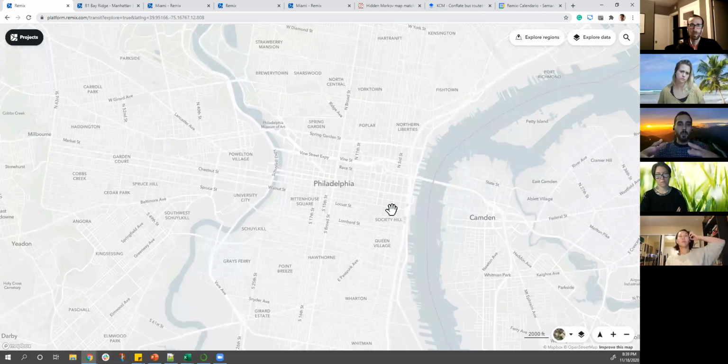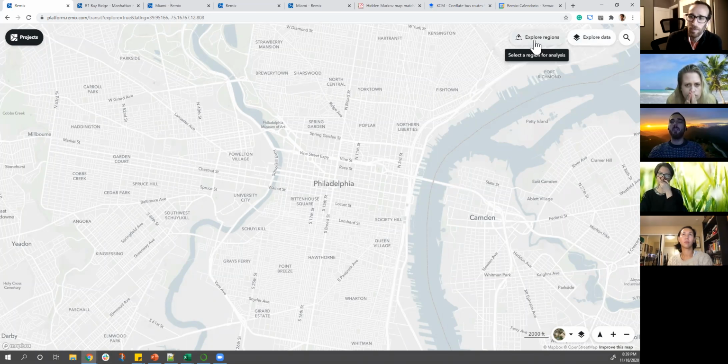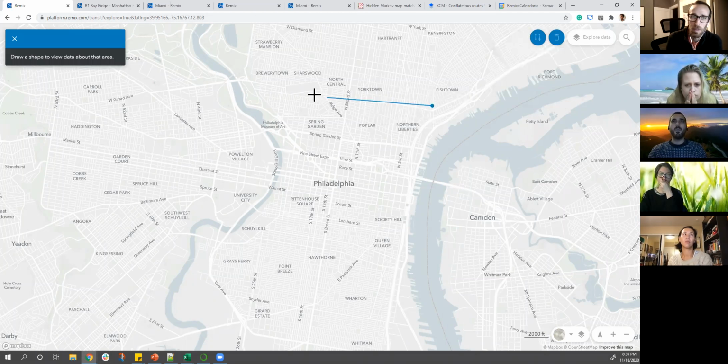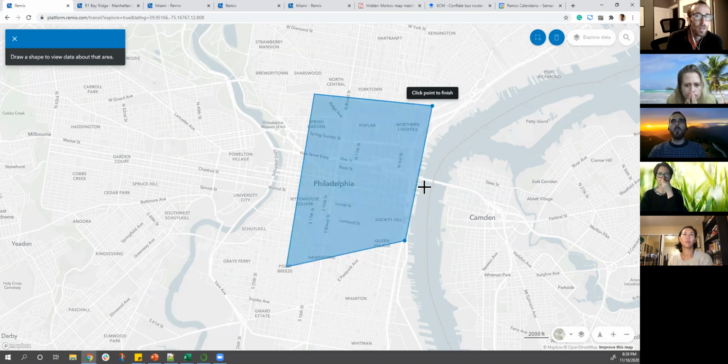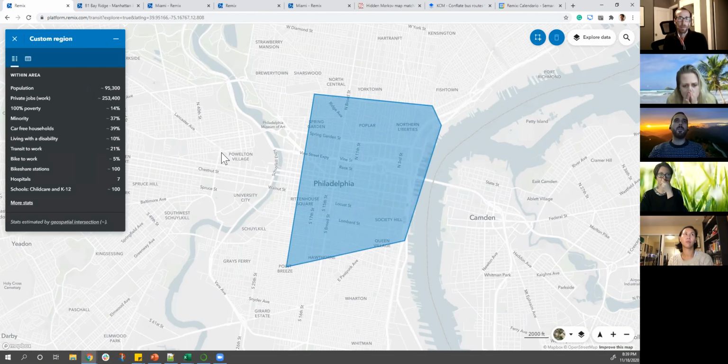If you haven't seen Remix before, this is it. This is a big part of it, actually. It's a map, very clean. This is the part we call Explore. In this map, you see there are very few buttons. For now, we're going to ignore the left part. On the right part, you'll see that I have two buttons. Both say Explore. I will start by creating a very random polygon around the city center of Philadelphia.